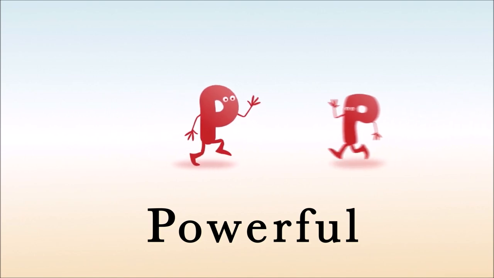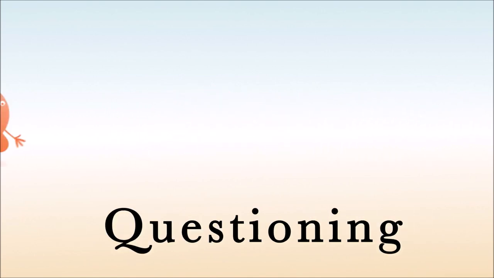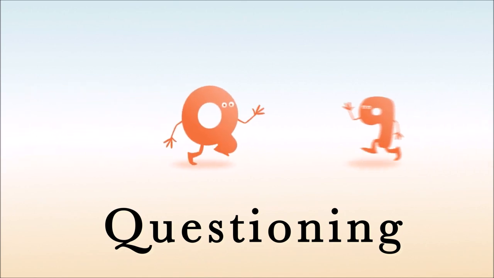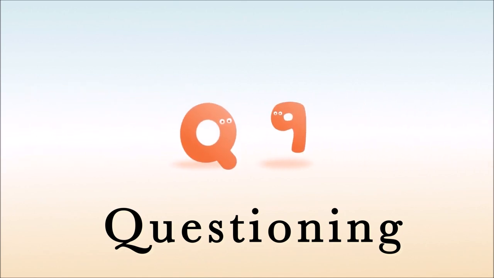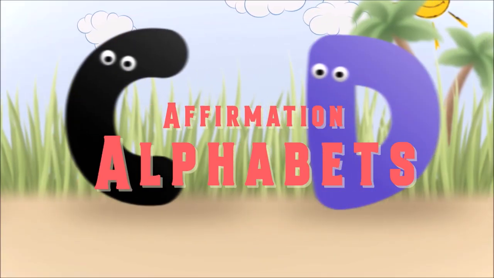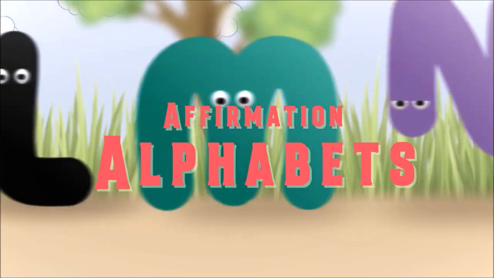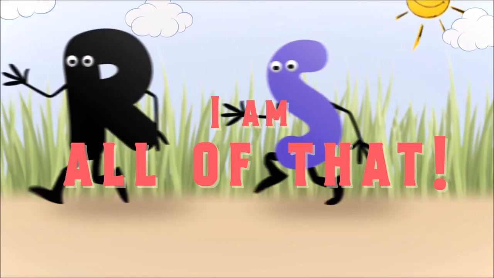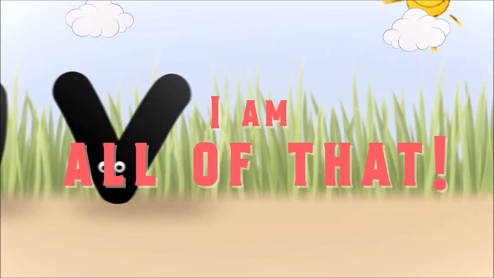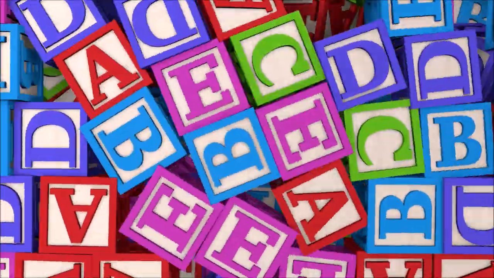P, powerful. Now say, I am powerful. Oh, you strong. Okay. Q, questioning. Now say, I am questioning. You wanna know? Okay. Affirmation alphabets. Now say, I am all of that. All of that. Let's go.